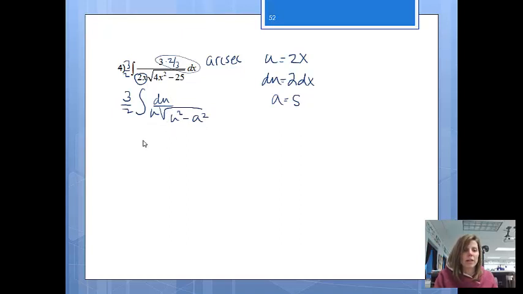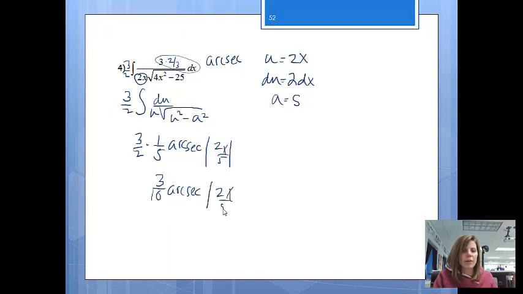It's the arcsecant setup. So I'll have 3/2 times 1 over a, and a happens to be 5, and then arcsecant, and this time we do have to put u over a in the absolute value. So u was 2x and a was 5. And then I'll just clean this up a little bit. This will be 3/10 arcsecant, the absolute value of 2x over 5, plus c. So hopefully now you can take the integral of an inverse trig function.